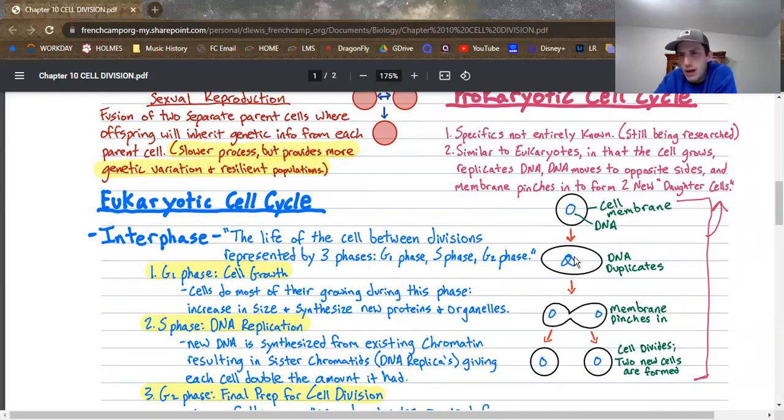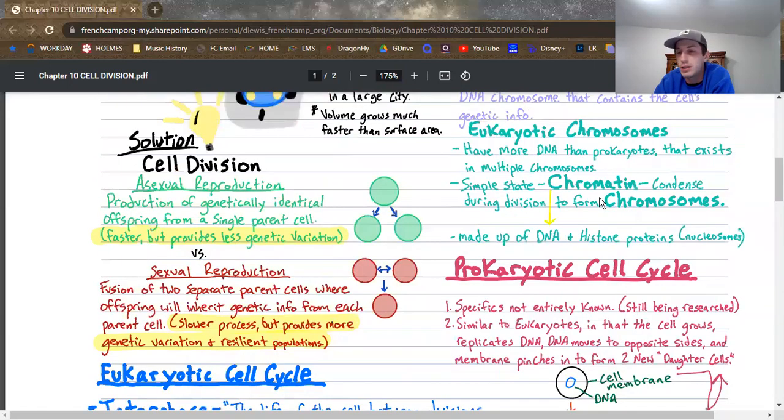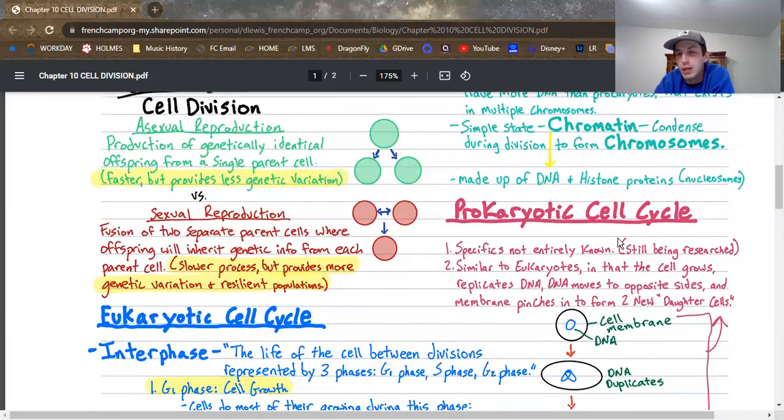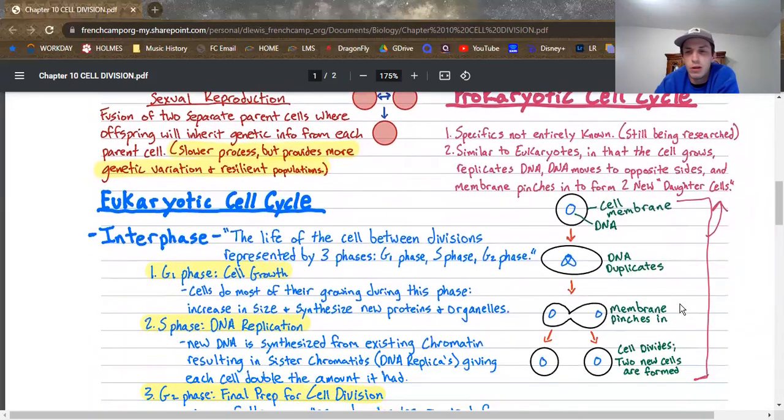As the DNA, after it duplicates, it's overlapping, and then it's going to start to pull apart. As it pulls apart, the membrane begins to pinch in, and then you end up with two new cells. So in prokaryotic cells, this is going to be binary fission, not mitosis, binary fission. Make sure you get that down so you don't mess that up on our test.